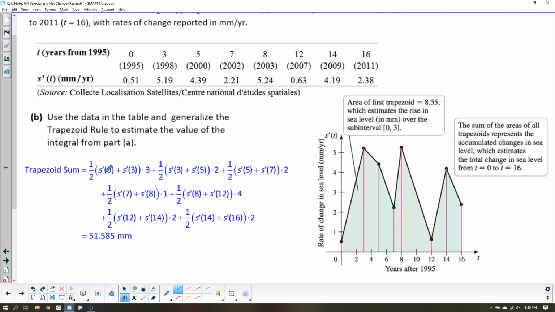So rather than have us write all of that out, I've already put it out here. We can't use the shortcut rule because the widths of these trapezoids are all different. So we have to use the generalized rule, meaning just find the area of every single individual trapezoid and add them up. So the heights you see here are just directly taken from the table. That first s prime of 0 is just going to be the 0.51. This would be the 5.19.